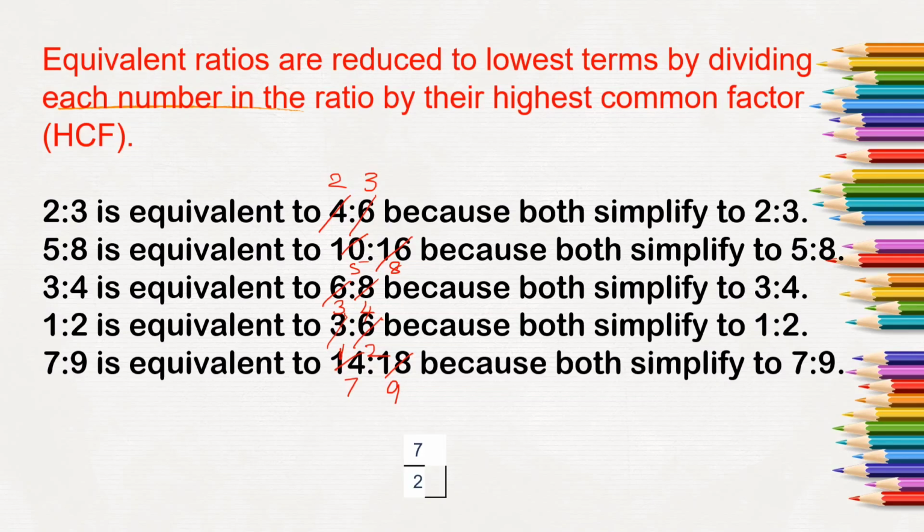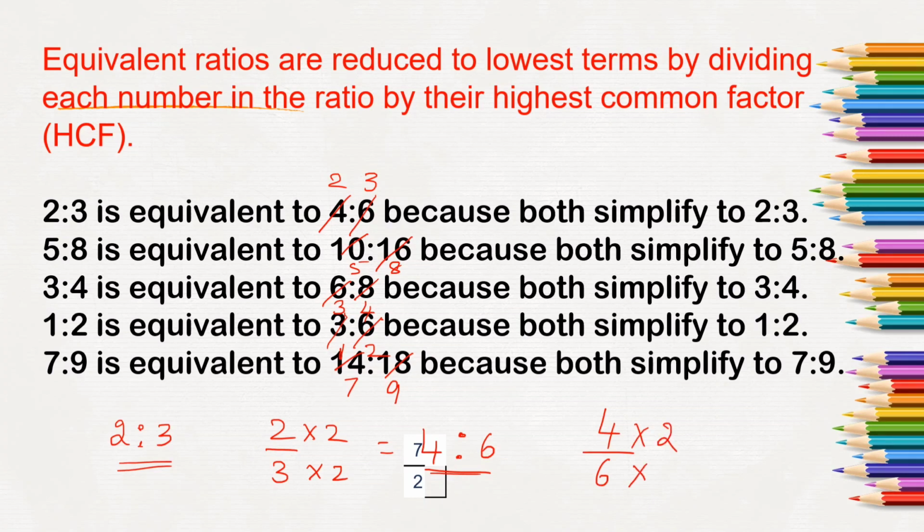Now tell me the equivalent ratio for 2:3. Both have to be multiplied by the same factor. If you write it like this, 2 by 3, multiply 2 times and 2 times. 2 times 2 is 4 and 3 2 times is 6. So 4:6 is an equivalent ratio of 2:3.